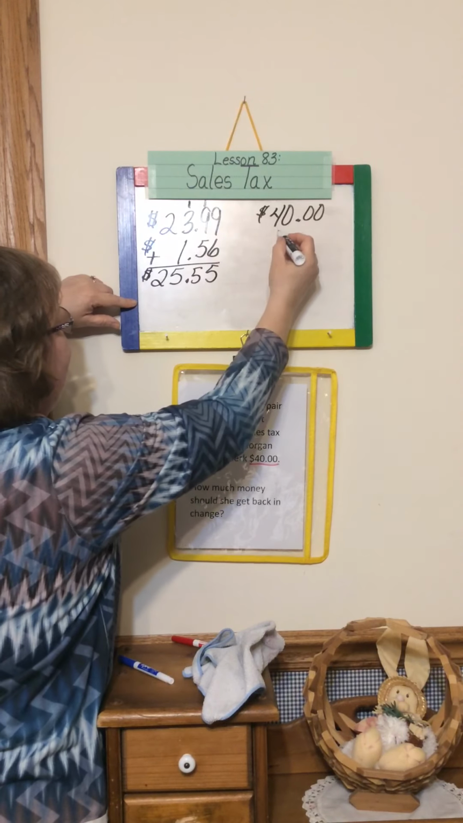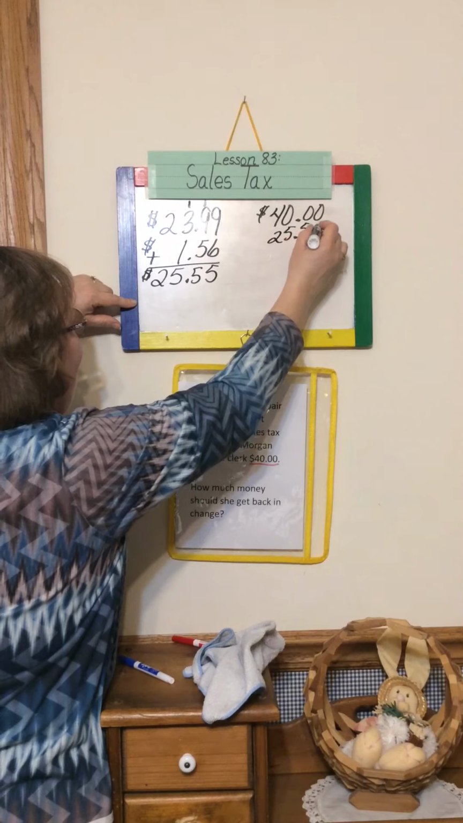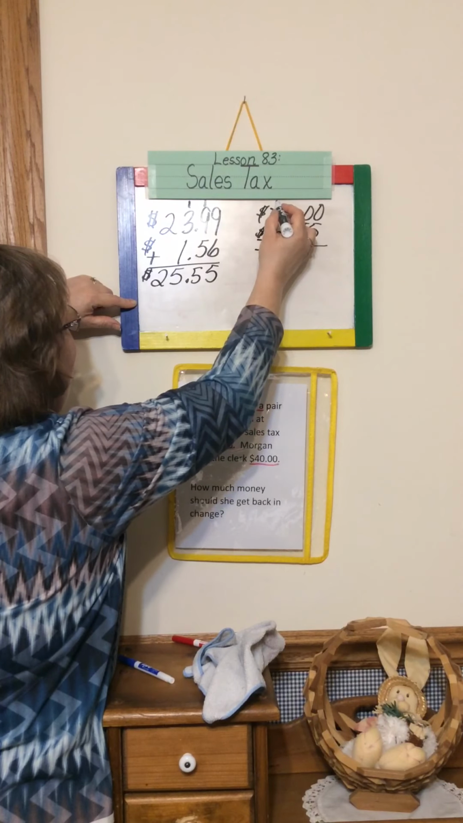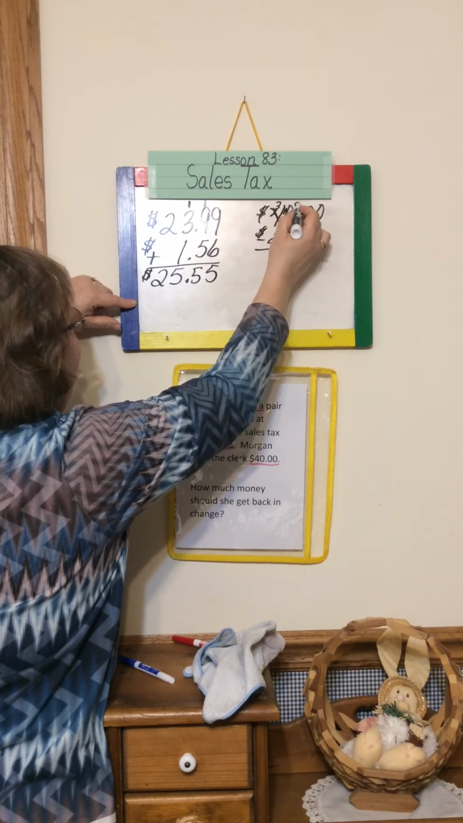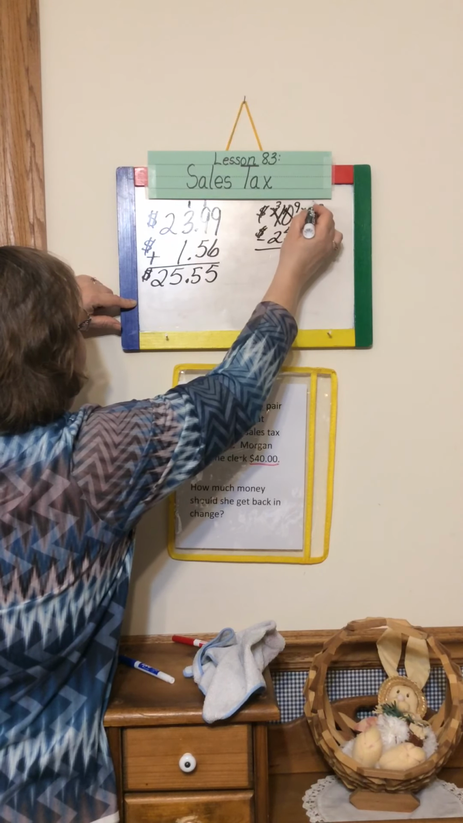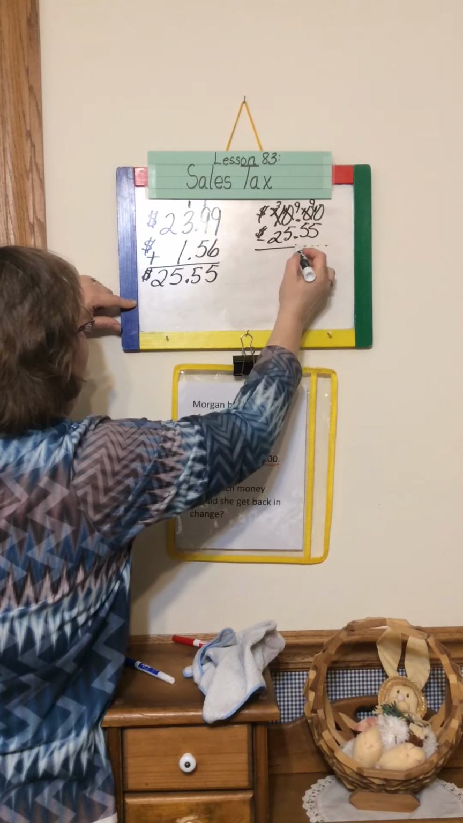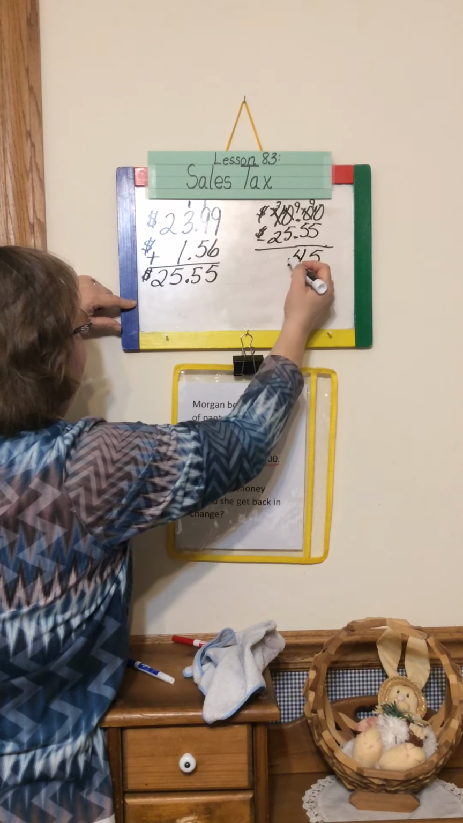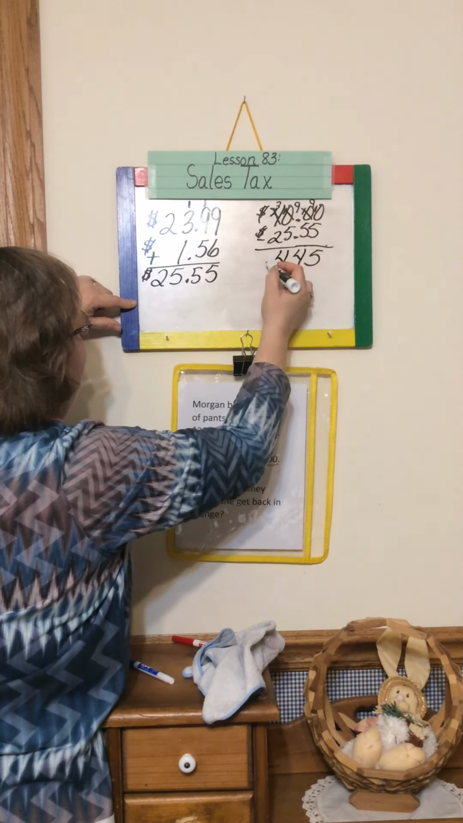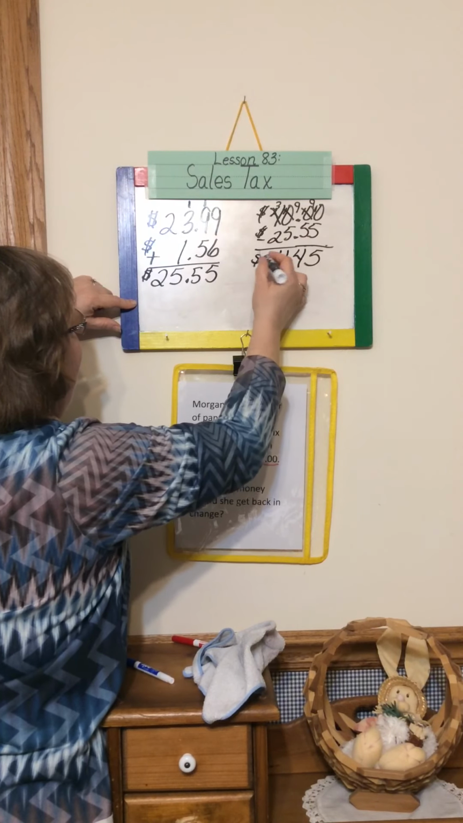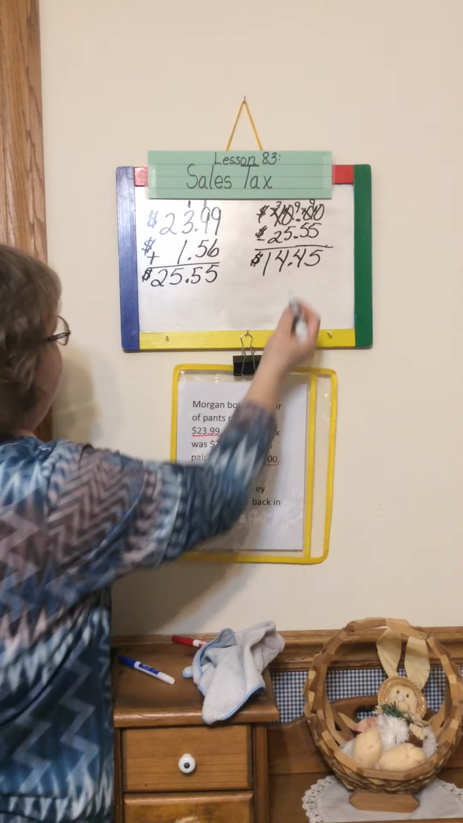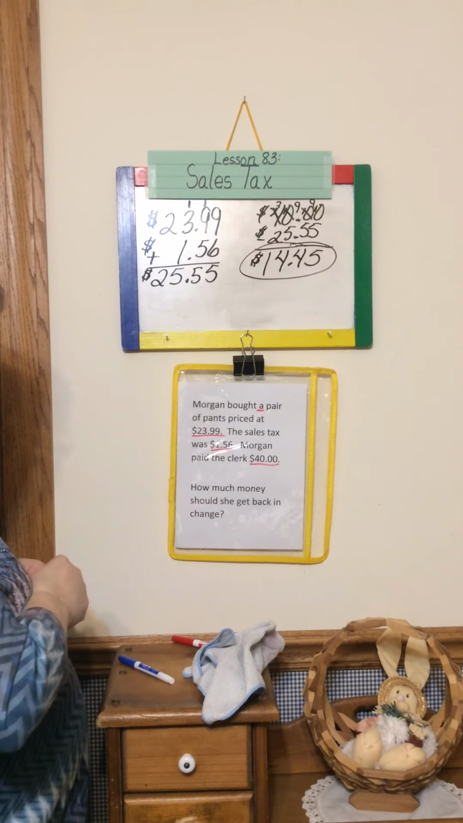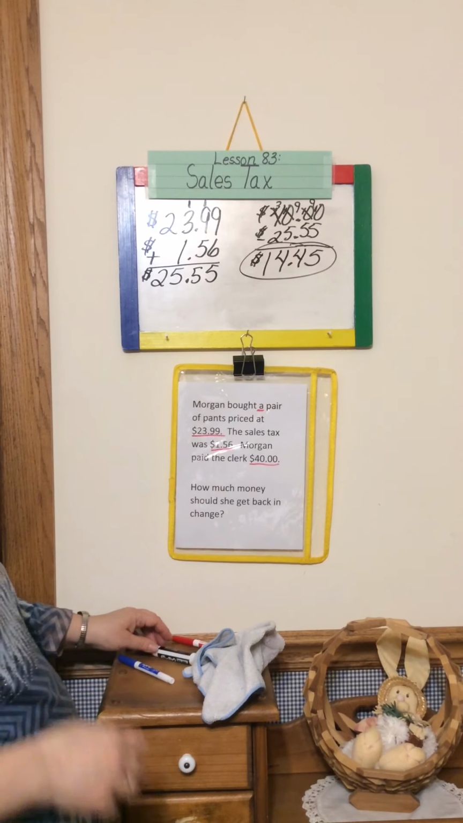So we have to now subtract $25.55. So we go over here, cross out the 4, make it a 3. Make this into a 10, cross that out, make it into 9. Make this into a 10, cross that out, make it a 9, and make that a 10. 10 take away 5 is 5. 9 take away 5 is 4. Remember our decimal point. 9 take away 5 is 4. 3 take away 2 is 1. And dollar sign. And Morgan should have received $14.45 back in change.